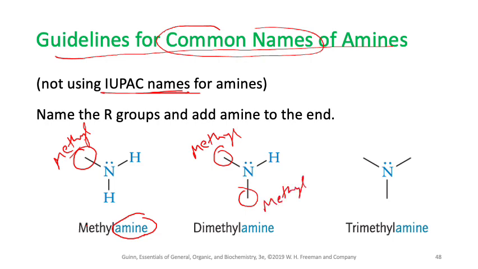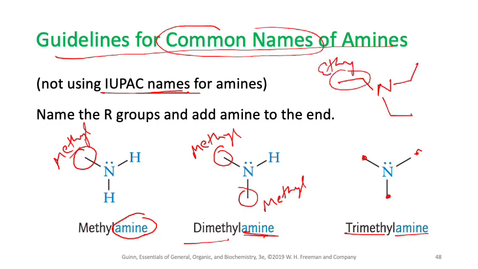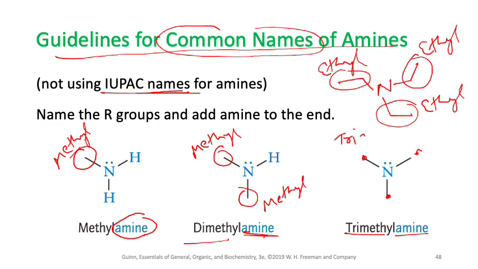So you have 2 methyl groups, dimethylamine. Then you have 3, trimethylamine. If you would have something like this, then what's the name? This is ethyl, this is ethyl, this is also ethyl. So the name will be triethylamine. You have 3 ethyl groups.